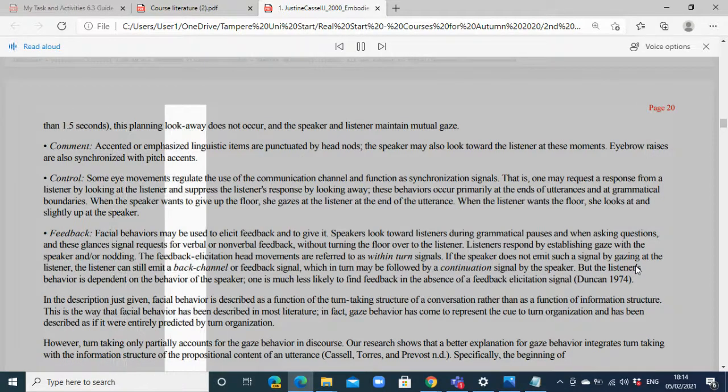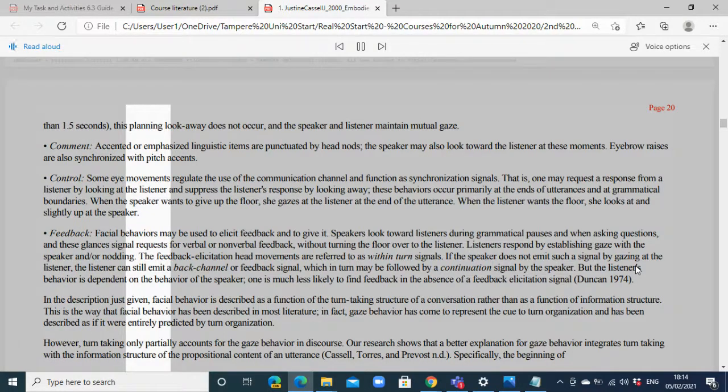than 1.5 seconds, this planning look away does not occur, and the speaker and listener maintain mutual gaze. Comment, accented or emphasized linguistic items are punctuated by head nods. The speaker may also look toward the listener at these moments.